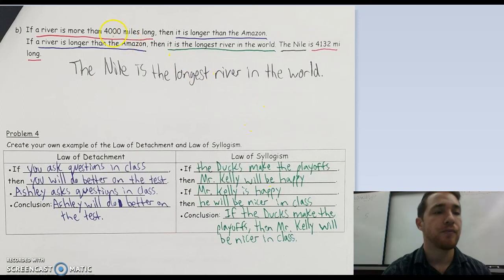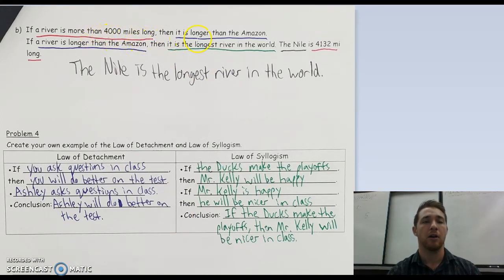Trying again with that last one. If a river is more than 4,000 miles long, then it's longer than the Amazon. And if a river is longer than the Amazon, it's the longest river in the world. So two true conditionals that we're using. And another statement after that: the Nile is 4,132 miles long. So since we know that the Nile is over 4,000 miles long, based on detachment, we know it's longer than the Amazon. And also using syllogism, the conclusion from the first matches the hypothesis from the second statement. So I can also say the Nile is the longest river in the world. So that would be using both of our laws of detachment and syllogism.